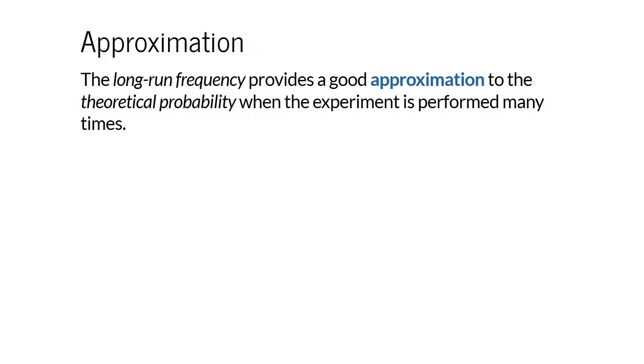You may have noticed that the long-run frequency in the previous example was different than the theoretical probability that a fair coin lands heads up. If the coin in the experiment was fair, we would see that the long-run frequency probability gets closer and closer to the theoretical probability as we perform the experiment more and more times. In other words, while these two probabilities may never be equal, the long-run frequency is a good approximation to the theoretical probability, especially if the experiment is done many, many times.